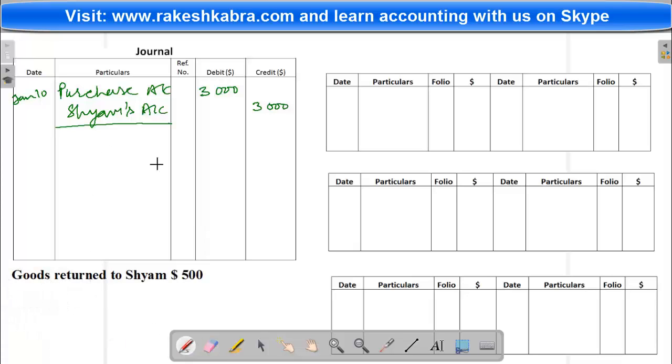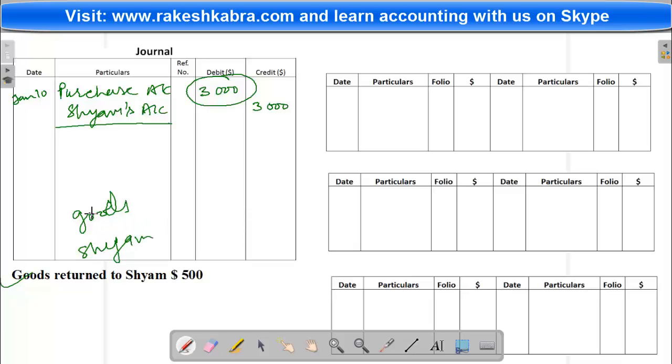Earlier we purchased goods from Shyam, and the value of goods purchased is $3,000. Out of this 3,000 we now return goods to Shyam because we didn't find the goods appropriate. The goods were in a damaged condition, so we returned goods to Shyam. So what happened in the business? Do goods come in or go out? Goods go out. So goods go out, and we return goods to whom? To Shyam.